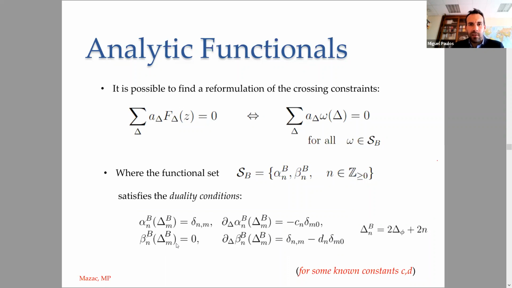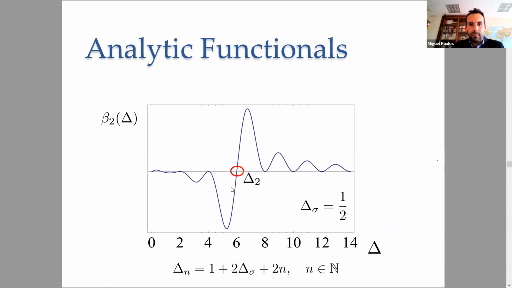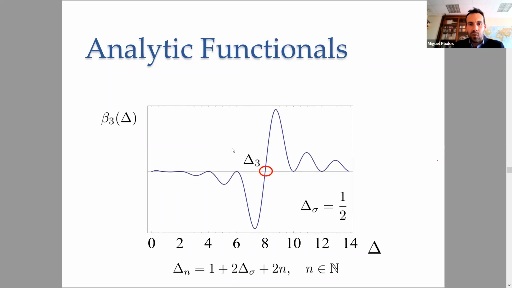Okay, so what is the point of this? This is just to give you a picture. So basically, for instance, the beta functionals look like this. They have double zeros, so beta 1 will have a simple 0 at delta 1, and then it will have double zeros at the other deltas, and so on.